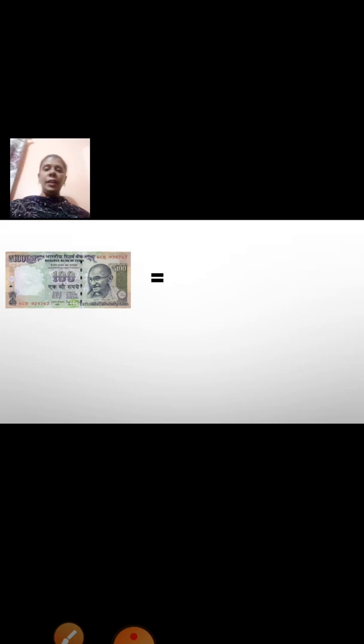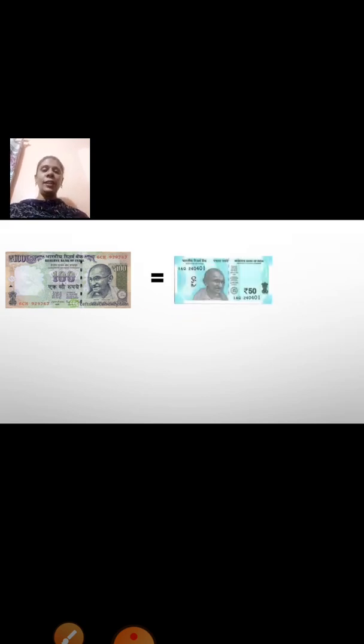100 rupee note. Now tell me children, how are you going to make this 100 rupee note? Yes children? Okay, one 50 rupee note, then one 50 rupee note. That means there are two 50s. 50 plus 50 will be how much? 50 plus 50 will be 100. Correct. So two 50 rupee notes will make 100 rupees.